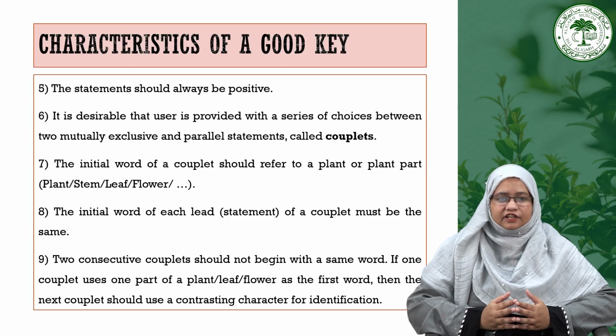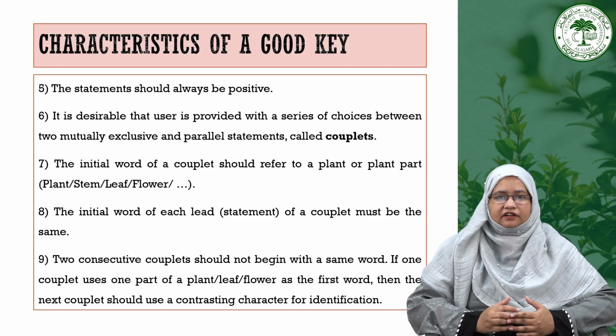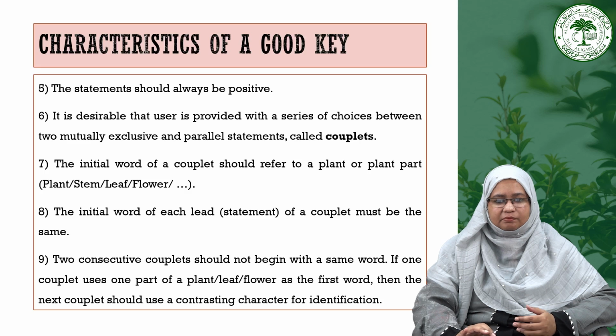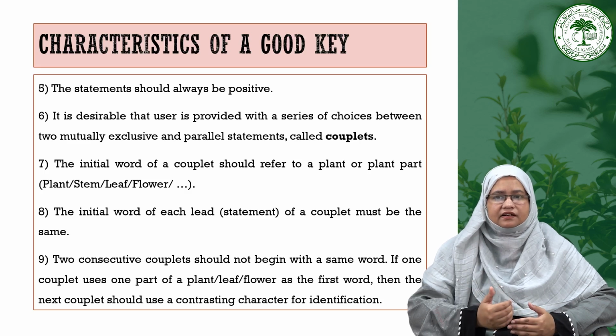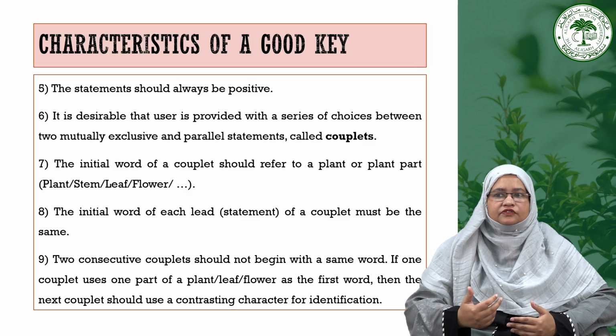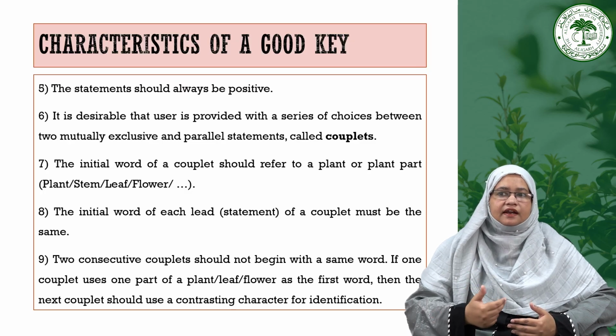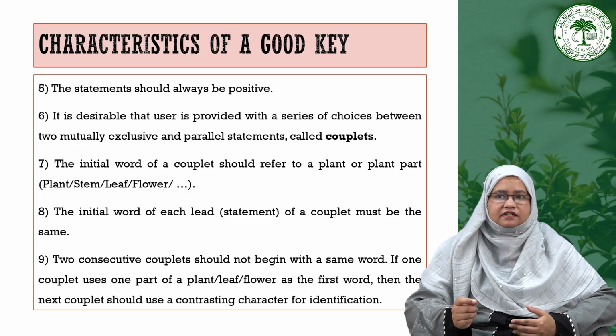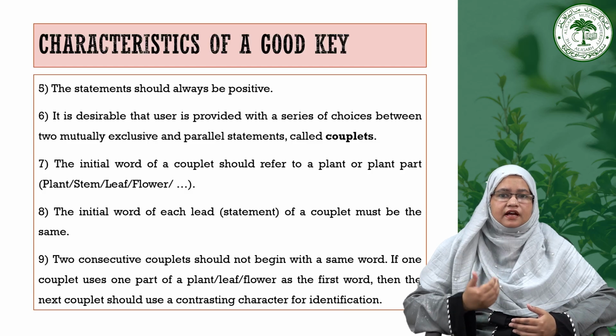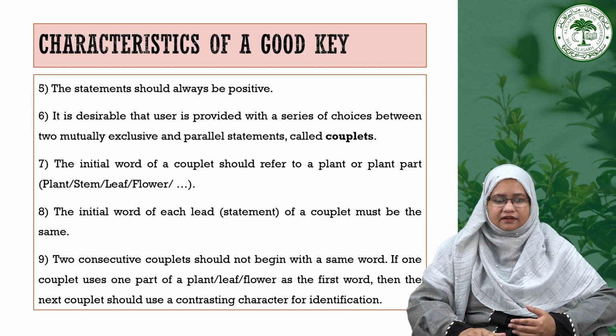And suppose one couplet uses one part of the plant, leaf or flower, as the first word, then the next lead should have a contrasting character for the identification of that particular plant. As I have told you, the flower is actinomorphic, and the next lead is the flower is zygomorphic. These are the two contrasting characters. Suppose we take the position of the ovary. The flower may be hypogynous, the flower may be perigynous, or the flower may be epigynous. So we can choose from all these particular characteristics.